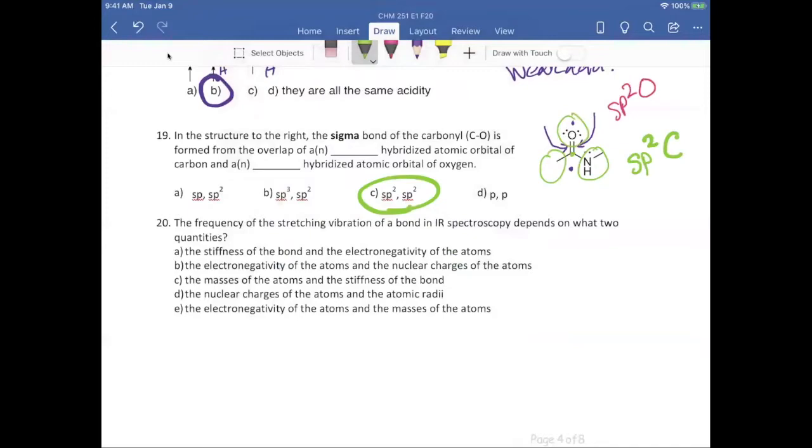And so the answer is C, sp2, sp2 hybridized overlap on the sigma bond between the carbon and the oxygen. Question number 20, the frequency of stretching in IR spectroscopy depends on what 2 quantities? I said in the video that infrared depends on 2 atoms being at the end of a spring type mechanism where we have stretching and bending and twisting and wagging. If you remember the video, it has a lot of those animations in there. The 2 things that are really going to matter are how big and how heavy the atoms are and the stiffness of the bond. So if we have single bond, double bond, triple bond, and if we have heavy atoms out there. So the correct answer to this one is the masses of the atoms and the stiffness of the bond.